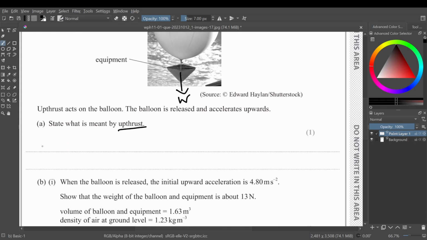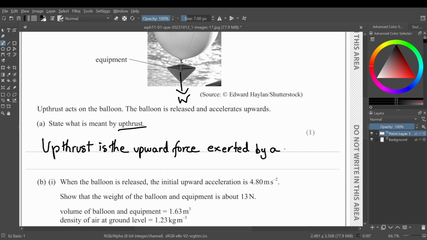So it is, upthrust is the upward force exerted by a fluid on an object, opposing its weight.